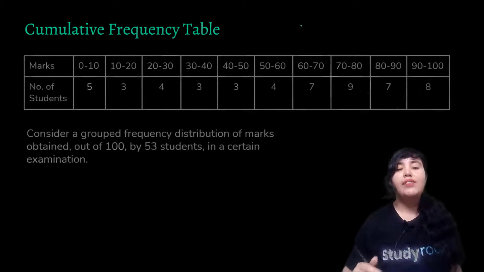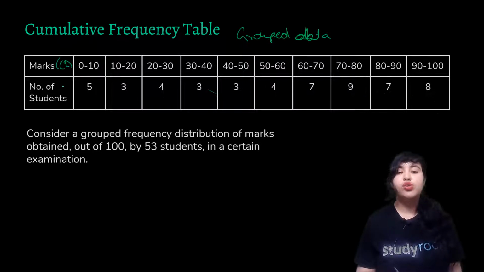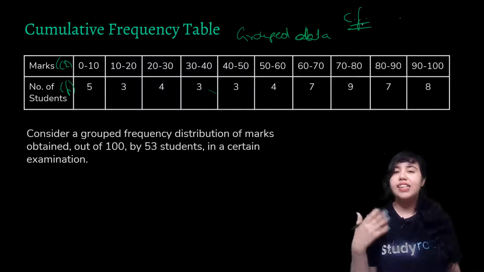So here again we have cumulative frequency table provided to us. So here the class intervals are given to us, which means for a change we are now having grouped data. So these are your class intervals, number of students means these are your frequencies. So here the total number of students are 53 and you've been given marks out of 100 in a certain examination. So here you need to calculate the cumulative frequencies, and let's see how we do that.